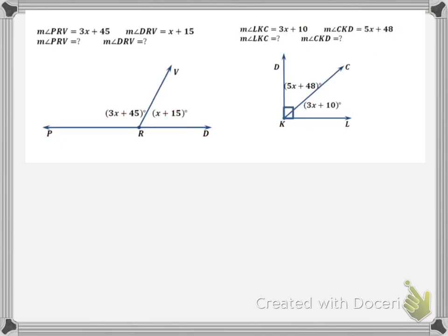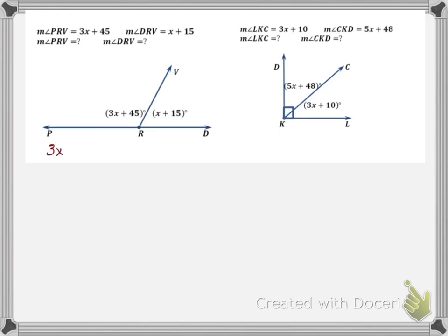On this one, we've got two different problems here. We're looking at the first one where the measure of angle PRV equals 3x plus 45 and the measure of angle DRV equals x plus 15. And we need to figure out what angle PRV and DRV are. If we look at this, we could see that we have a straight angle this way, and this ray is splitting it into two angles, so those angles are supplementary with each other. And so that means that we have to add those angles together and set them equal to 180 degrees. So let's go ahead and do that.